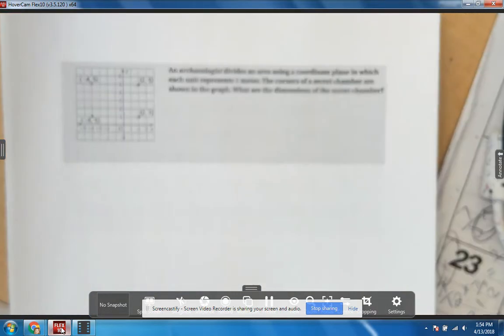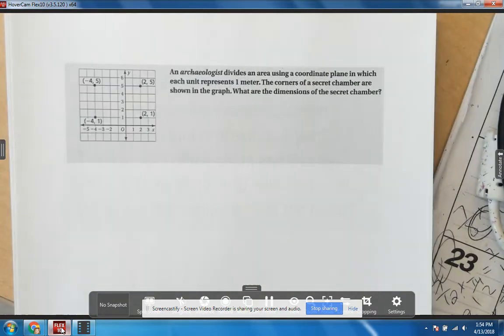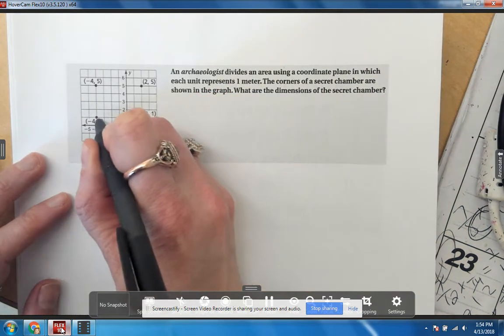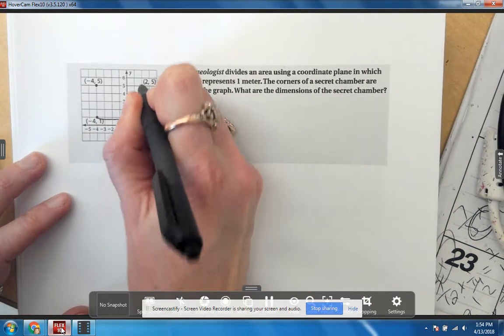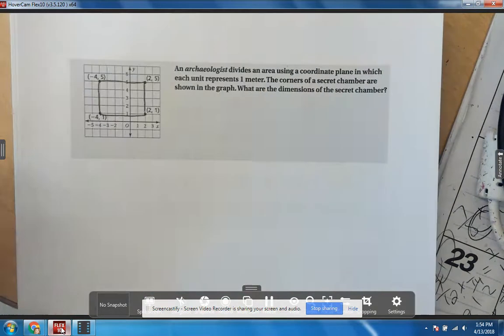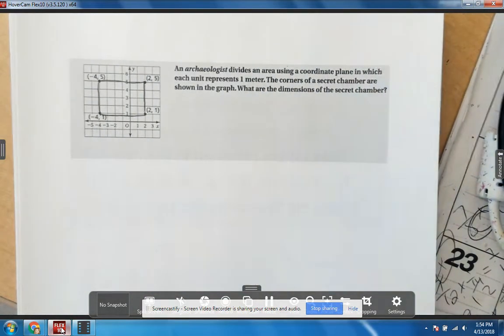Okay, for this one, it says an archaeologist divides an area using a coordinate plane in which each unit represents 1 meter. The corners of a secret chamber are shown in the graph. What are the dimensions of the secret chamber? Basically, what you're going to do is connect the dots. I'll do this one for you. And then they want to figure out what the dimensions are. That means what's the length and the width.